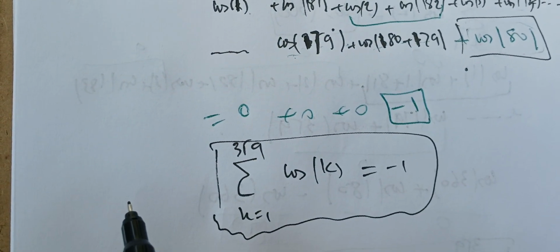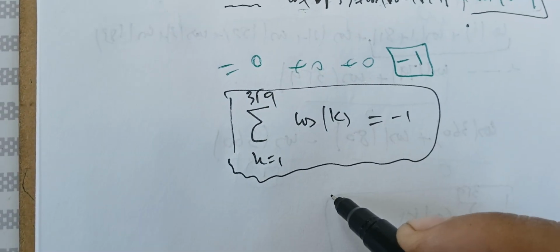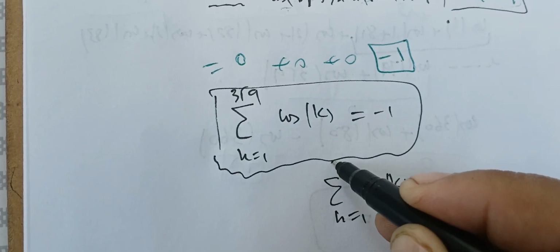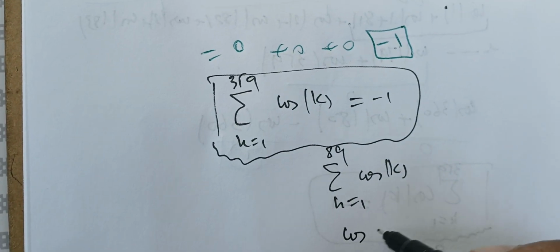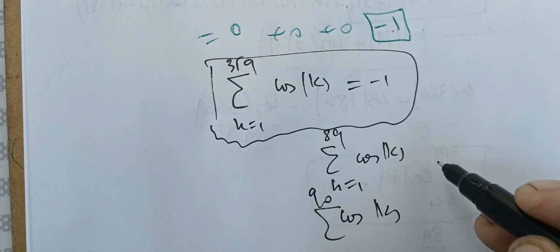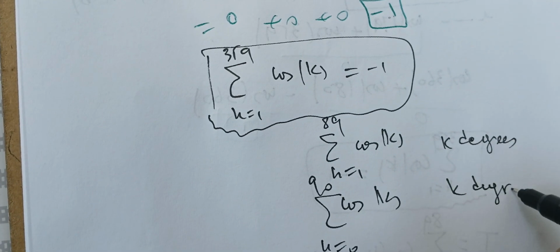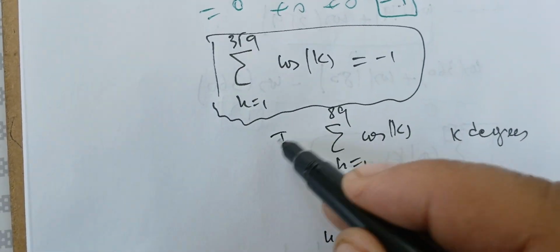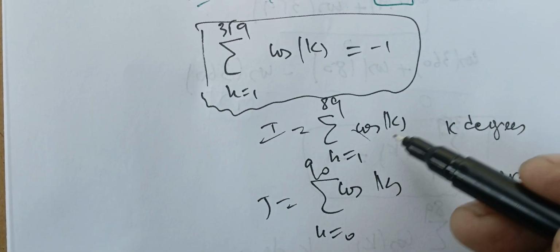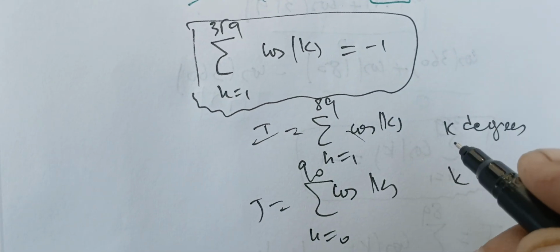Next we're going to compute two values. We're going to compute the sum of the cosine of k, k going from 1 to 89, and the sum of the cosine of k, k going from 0 to 90, with k in degrees. What do you think? What are these values? Let's call this one i, and this one j. We can compute one and deduce the other result, but what do you think of these ones? Can you compute them? Can you find the values? Go ahead, and I wish you all the luck.